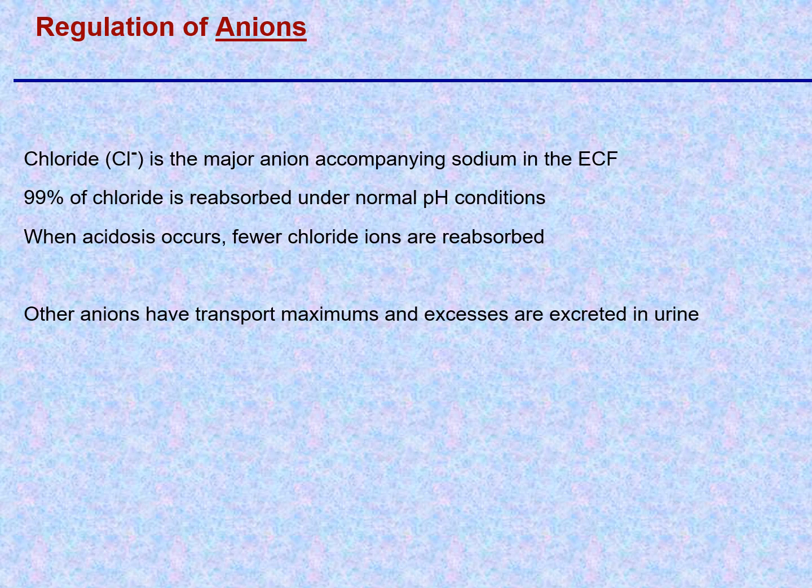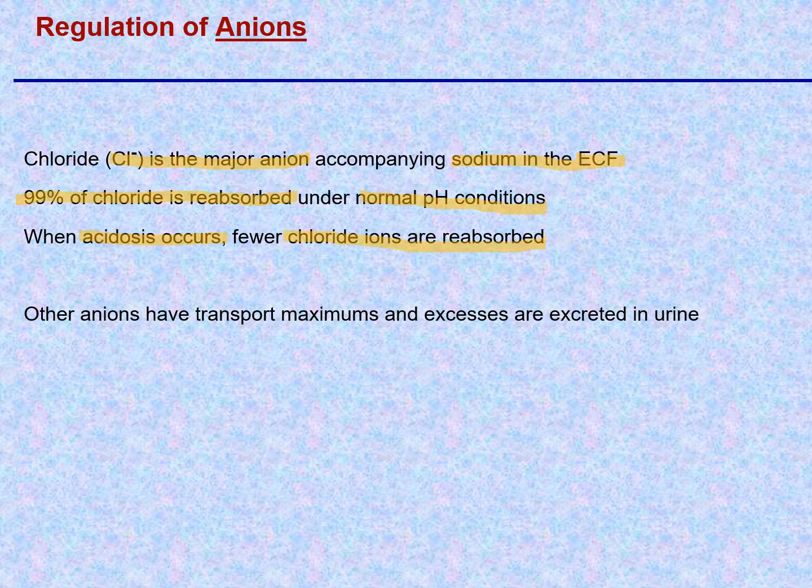There are anions that are important and they are regulated. Chloride is the major anion that's key in the body. It accompanies sodium in the extracellular fluid. Normally, chloride that gets into the filtrate in the kidneys, the filtrate that's first formed in the glomerular or Bowman's capsule, 99% of that gets reabsorbed if there are normal pH levels. If, however, you have a lower pH, acidosis, then less chloride ions are reabsorbed.